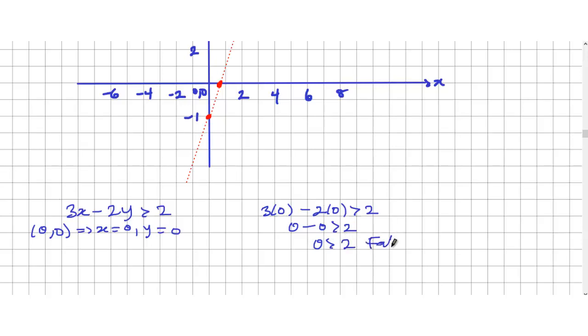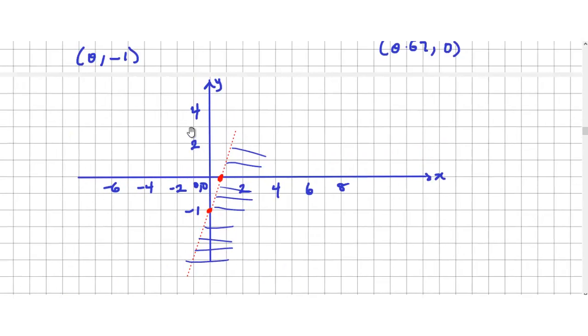That is false, since it does not satisfy the origin, 0 comma 0. It implies that we are not going to be shading towards the origin. We are going to be shading outside the origin, because it does not satisfy the origin.